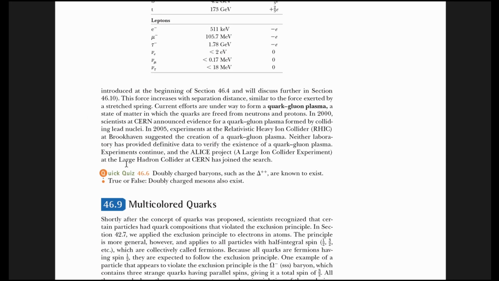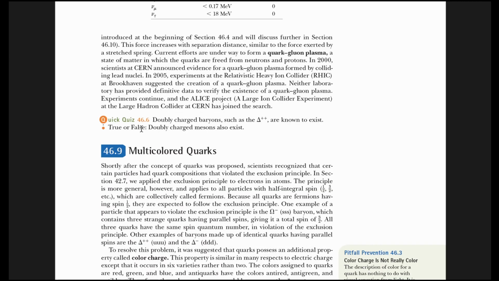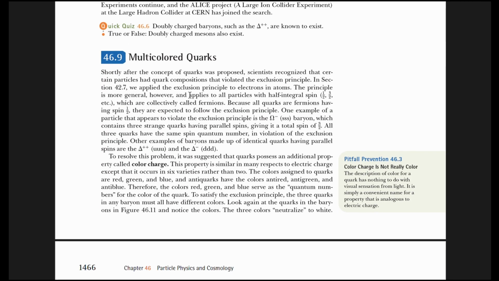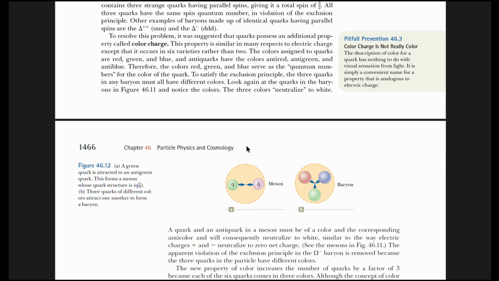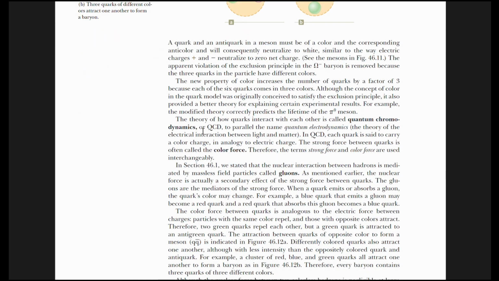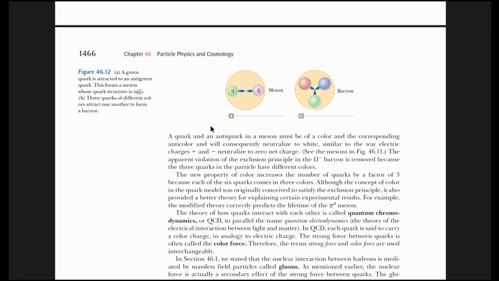Crazy chapter, as you can see, and this is really modern physics, like the 1960s. There's definitely people alive that you can ask about this stuff, and this stuff was developed as they were growing up. Multicolored quarks, more stuff about quarks here. I'm just going to zoom through them. Quantum chromodynamics, very crazy. A green quark is attracted to an anti-green quark.